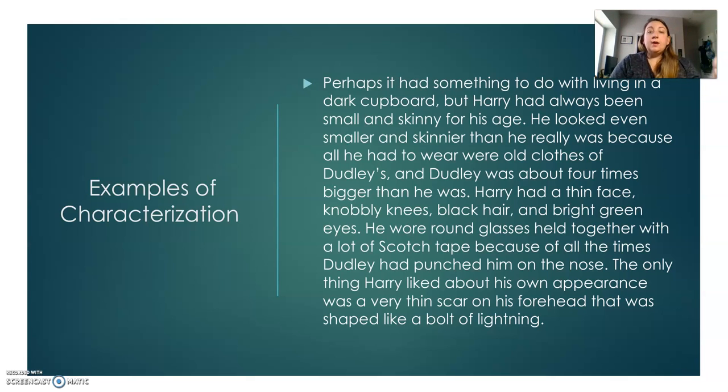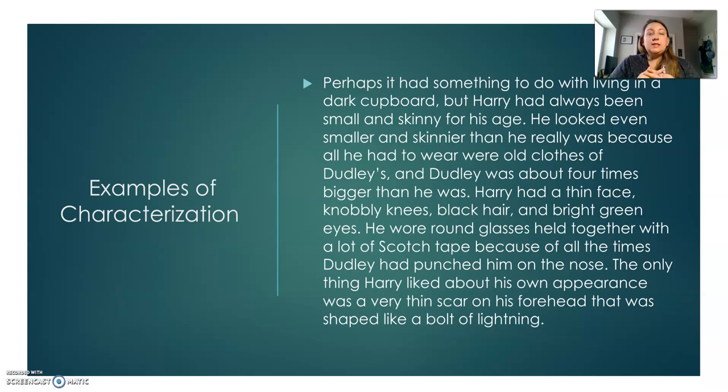But within these sentences, you also see and can think about indirect characterization, especially when you're thinking about Dudley. So indirectly, J.K. Rowling is giving us actions that Dudley gives. Dudley had punched Harry on the nose repeatedly. So we can infer that Dudley is kind of a rude, nasty guy, right? And that's not the author outright telling us Dudley is nasty. That is the author giving us an action and how another character relates.